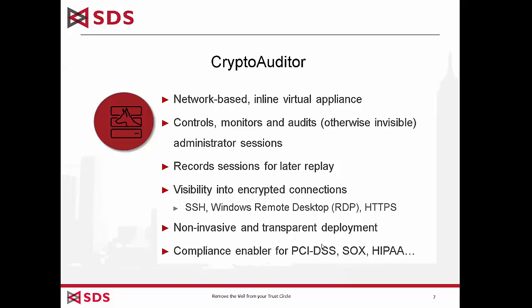CryptoAuditor really has two parts. There's the vault and the hounds. The vault is really going to be your central policy management engine, and then the hounds will be distributed out through your infrastructure in one of three ways, either as a bastion, a router, or a bridge. And we'll go over that a little bit more in depth in the product demo. It's a network-based inline virtual appliance. It's completely transparent to the end user. There's no need to change any existing tools or install any sort of agents on any endpoints.